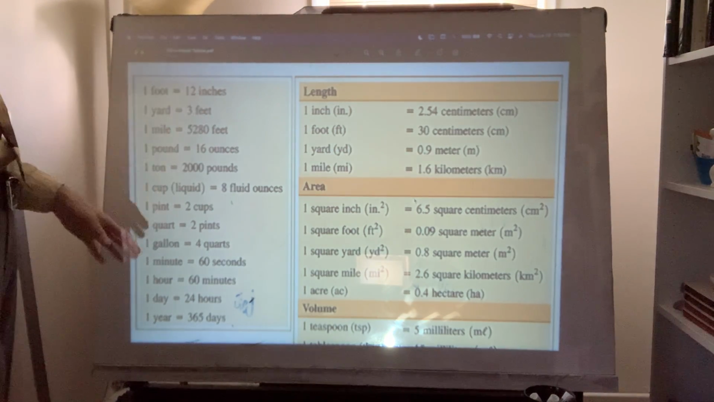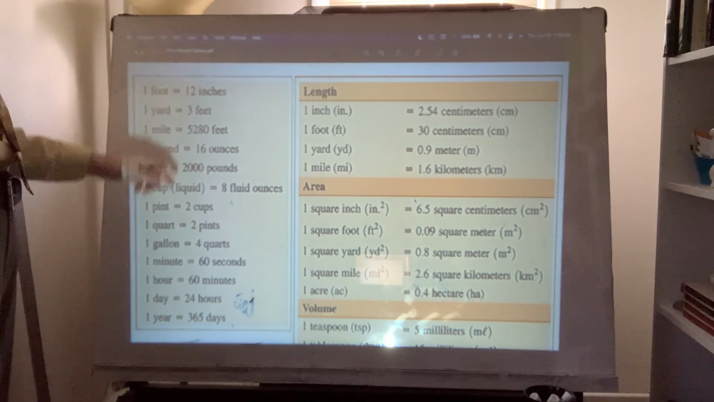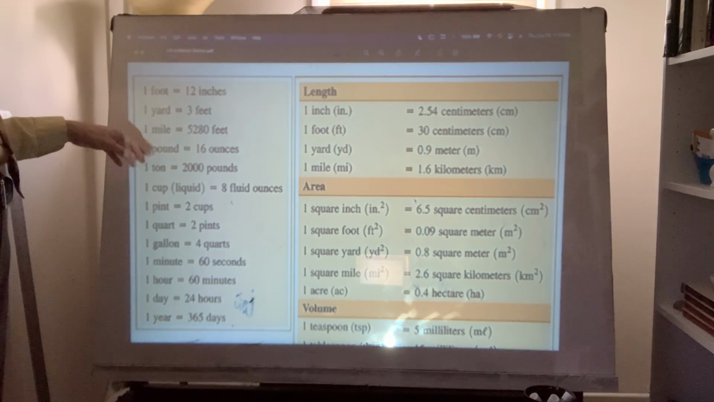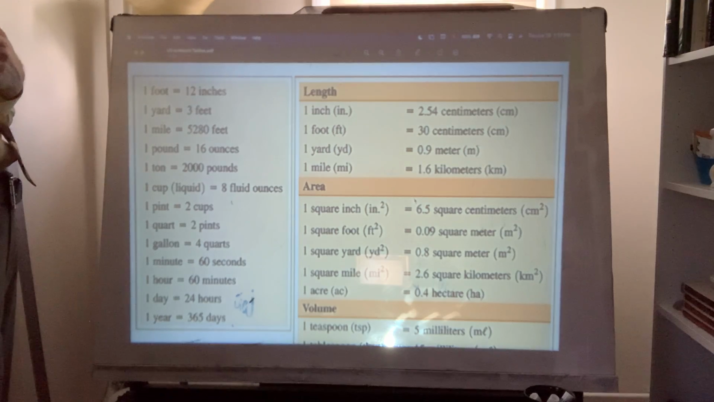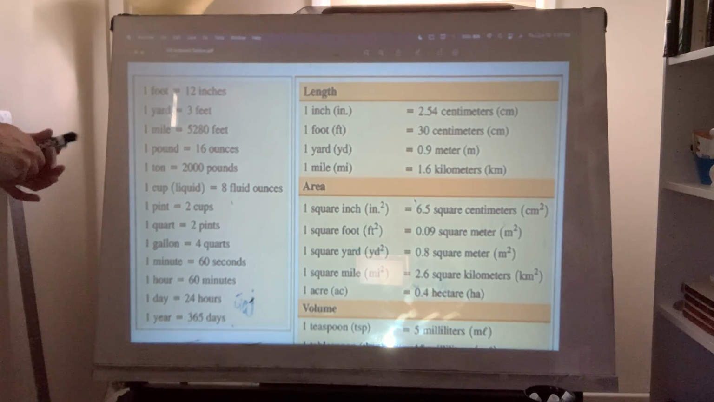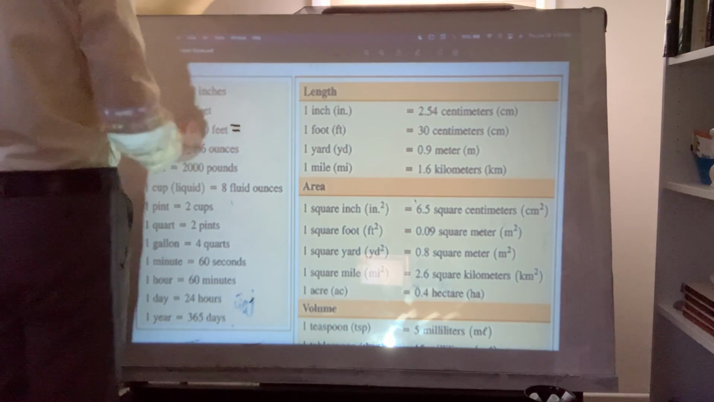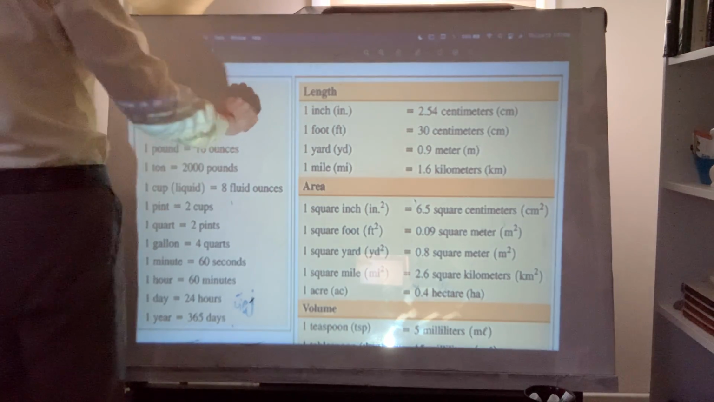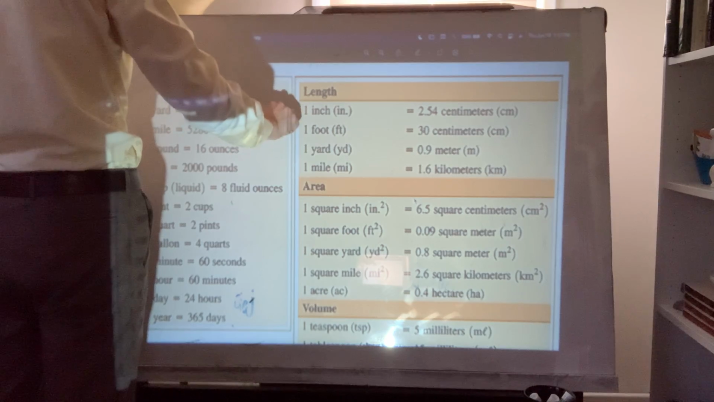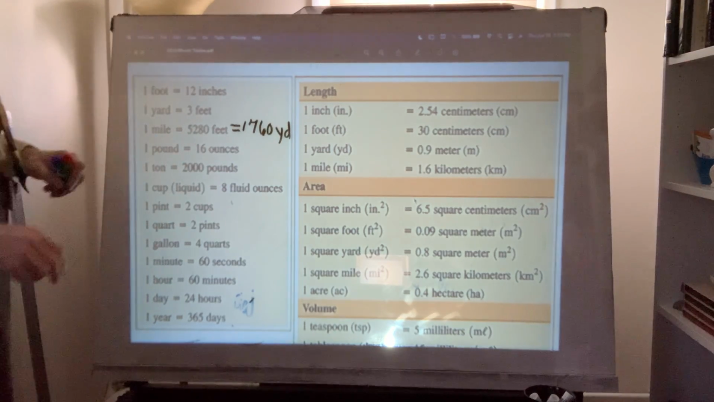1 foot, any American knows, is 12 inches, right? 1 yard is 3 feet. 1 mile is 5,280 feet. The only thing I would add to this is that you might find it convenient to also know how many yards there are. You could calculate that, but it's 1,760 yards that is also the equivalent of 1 mile.